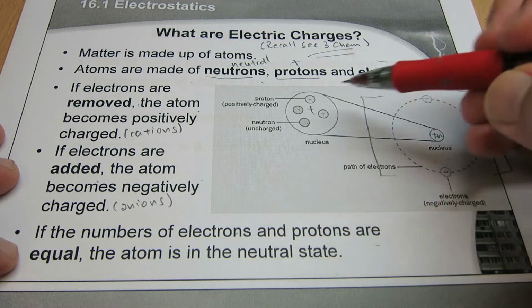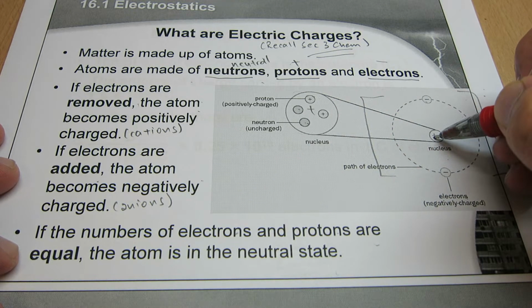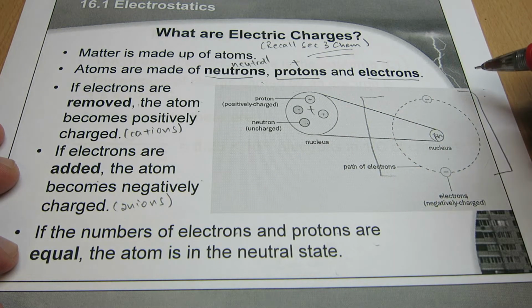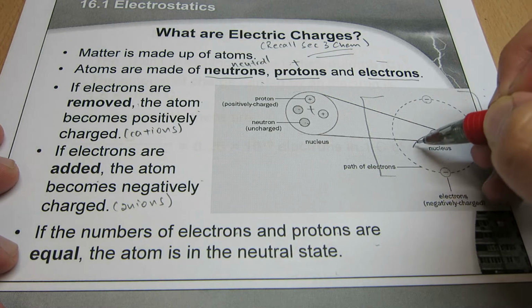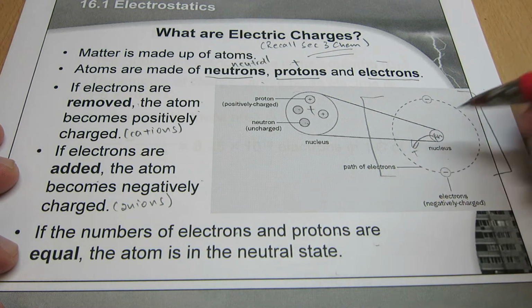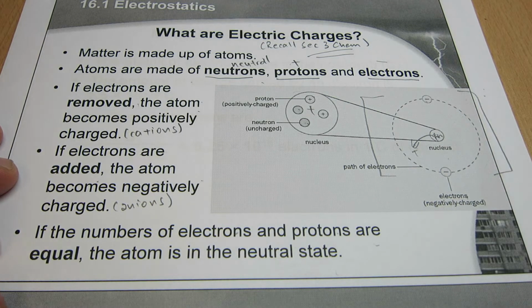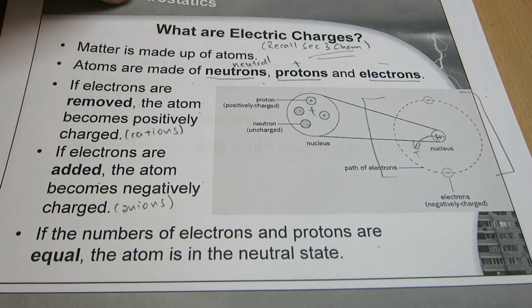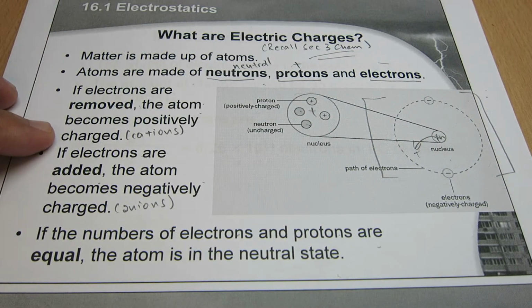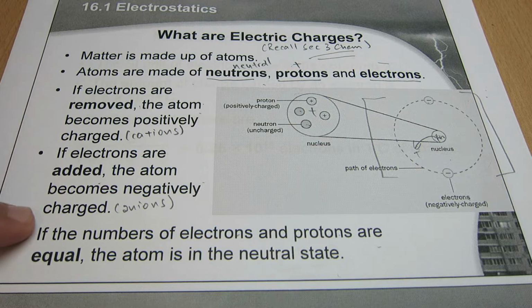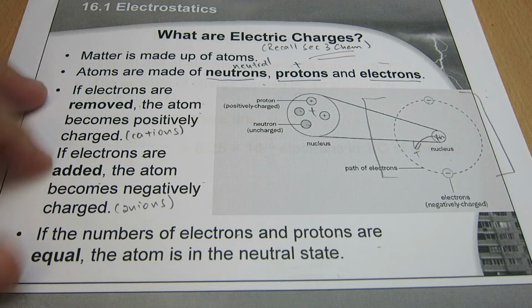Why is it that I cannot say that we're going to add a proton inside this? In theory, you can, or why can I not remove a proton to make it negatively charged? You can, but that goes into the study of nuclear physics, which is not what we are studying today. So just take note, when I want to make something positive, I remove electrons. When I want to make something negative, I add electrons.